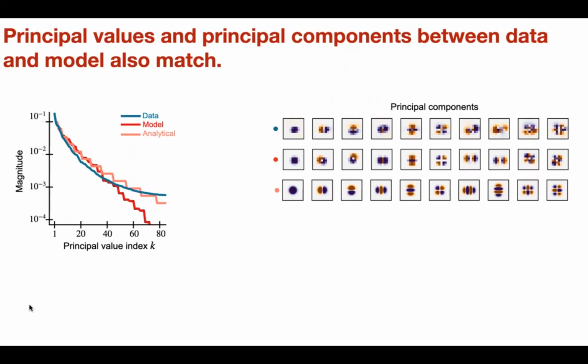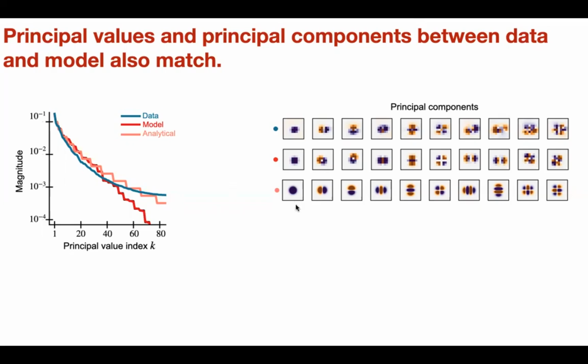So on the left are the principal values. On the x-axis is the index, and then the y-axis is the magnitude. So as you can see, the blue data curve and the red model curve match quite well. And we also have the analytical closed form of these principal values in salmon. And that actually matches the data quite well. And the small deviation is more of a numerical discretization issue rather than a mathematical issue.